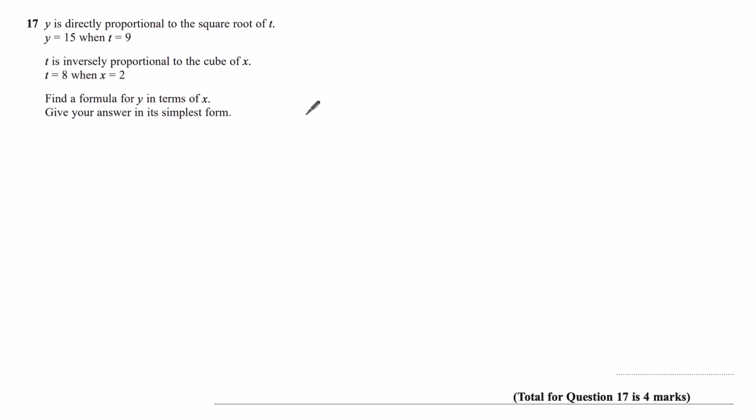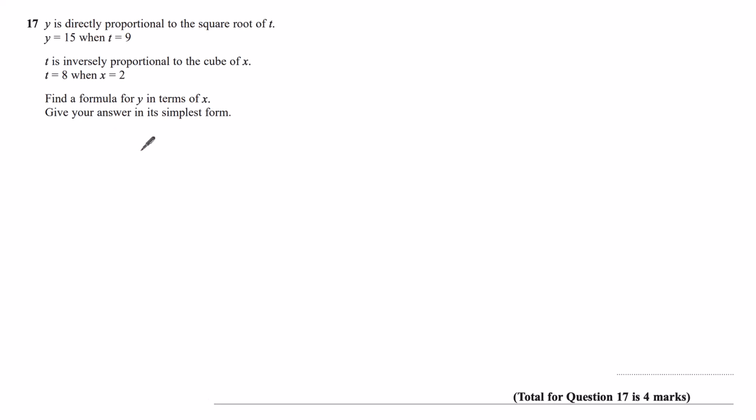Question 17. Y is directly proportional to the square root of t. Y is 15 when t is 9. T is inversely proportional to the cube of x, and t is 8 when x is 2. Find a formula for y in terms of x. Give your answer in its simplest form.